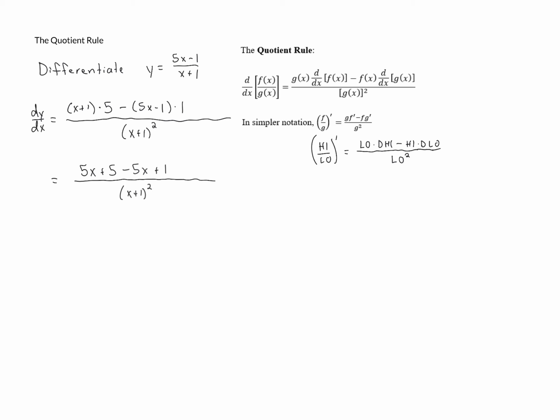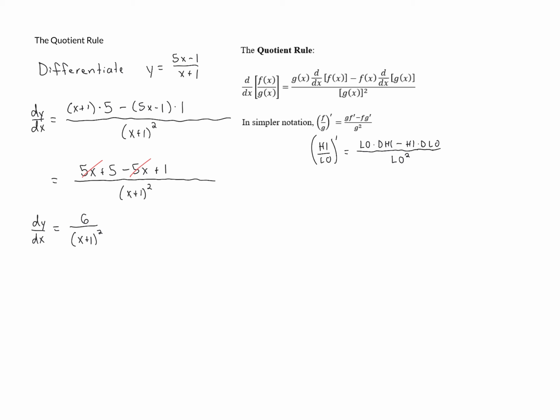And there is something that we can cancel. 5x and negative 5x cancel. If we combine those like terms in the top, 5 plus 1 is 6. And we end up with 6 over (x plus 1) squared, which is our derivative, dy over dx. So we have used the quotient rule to get the derivative.